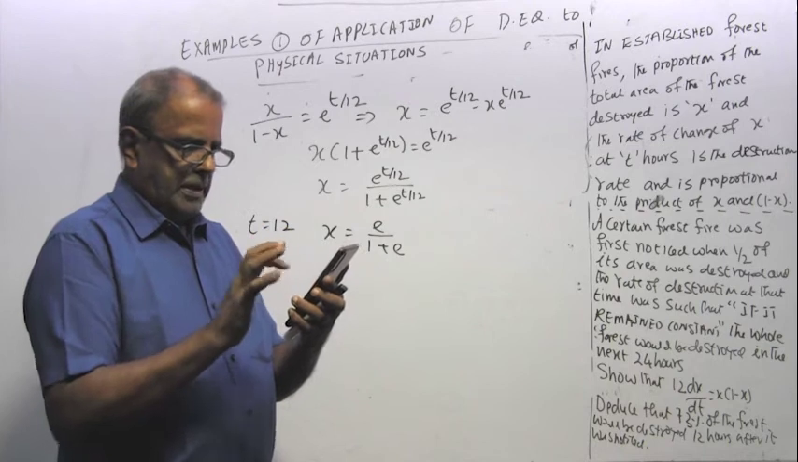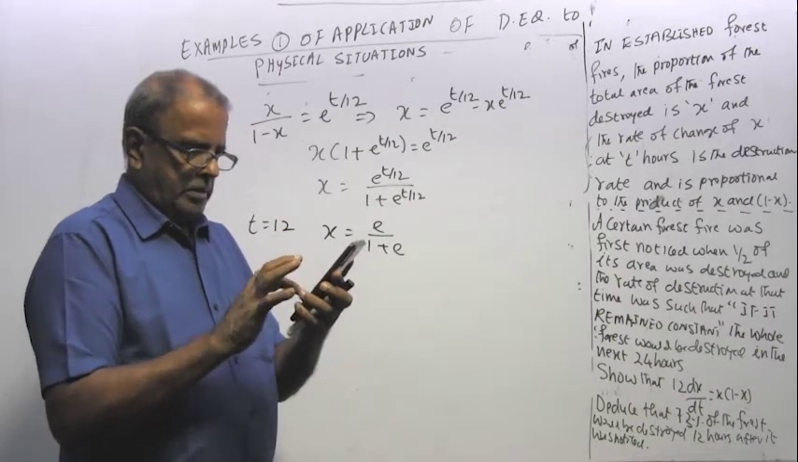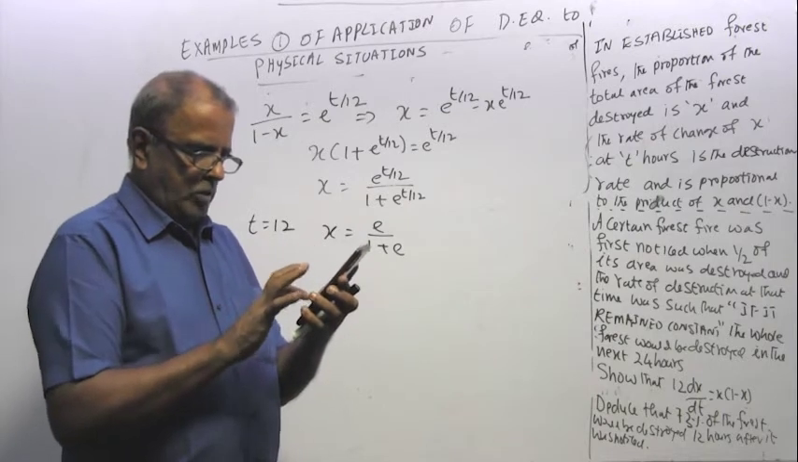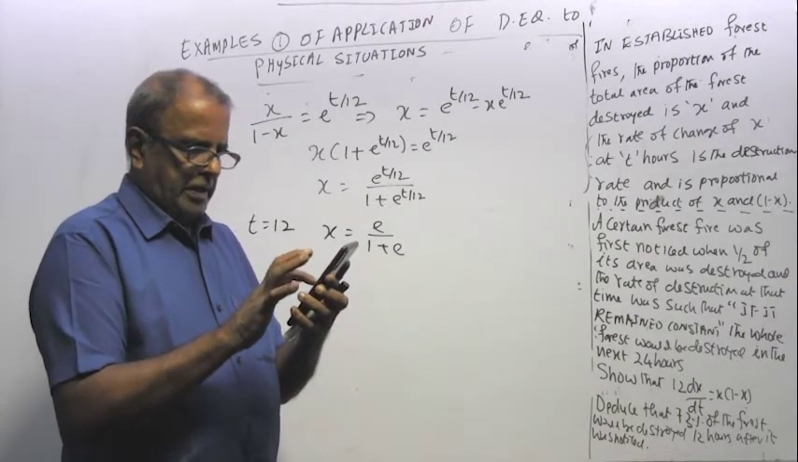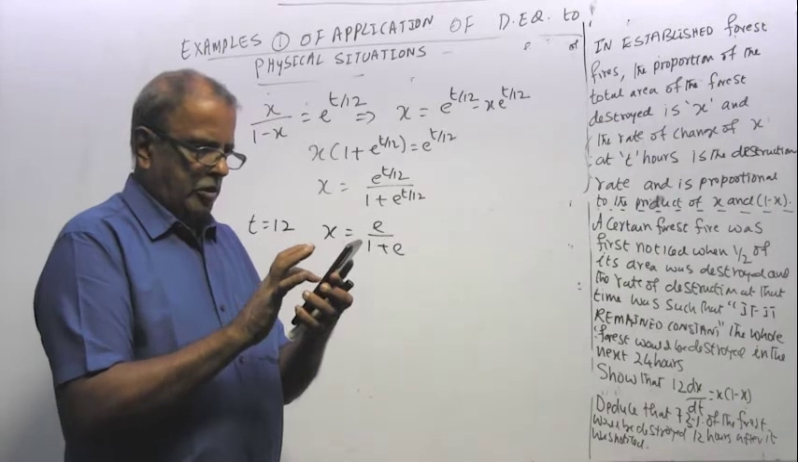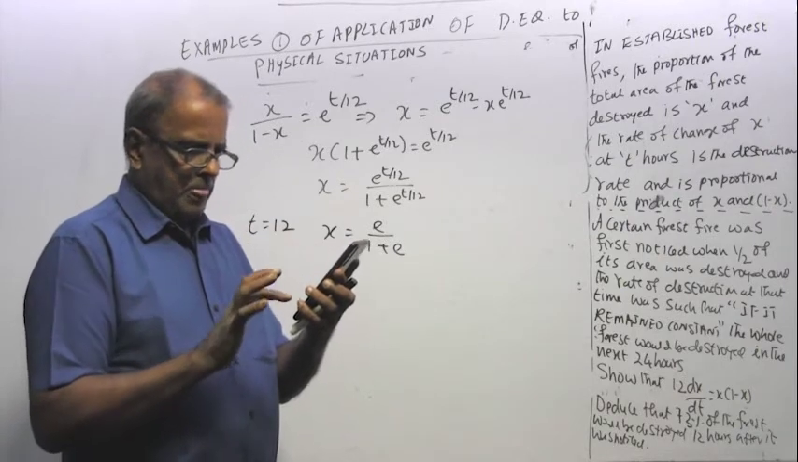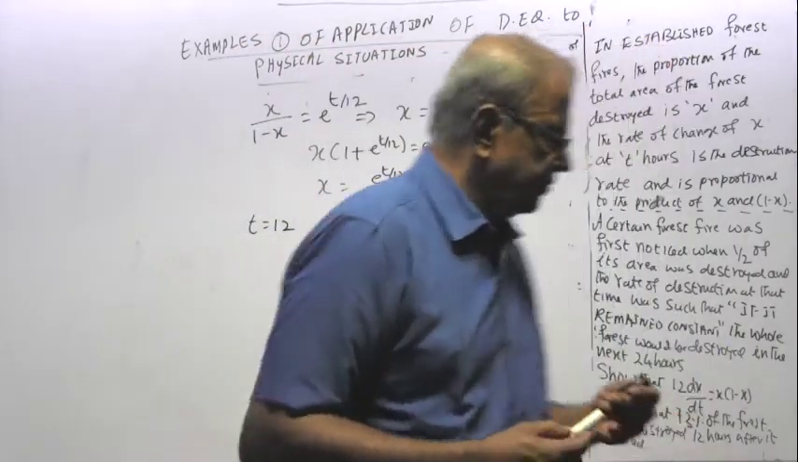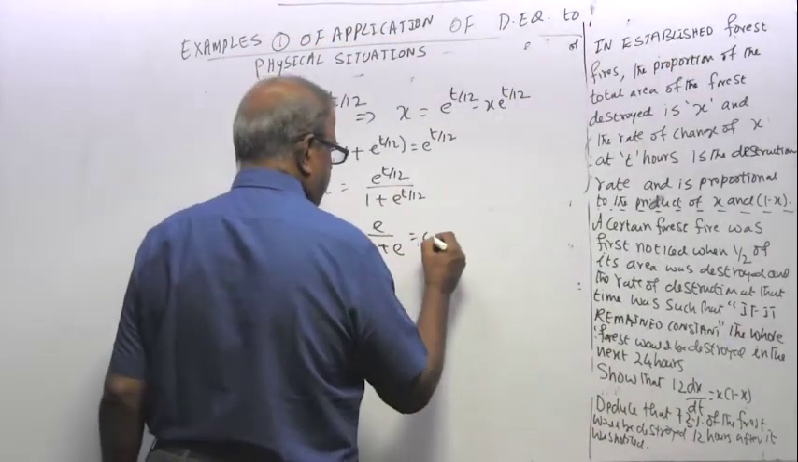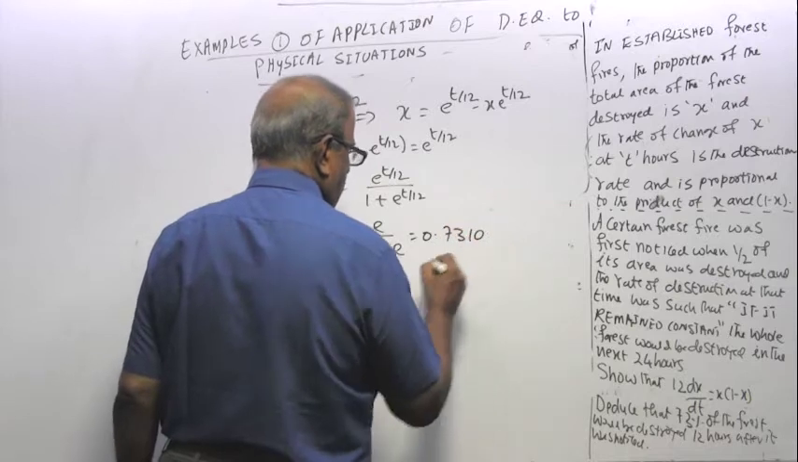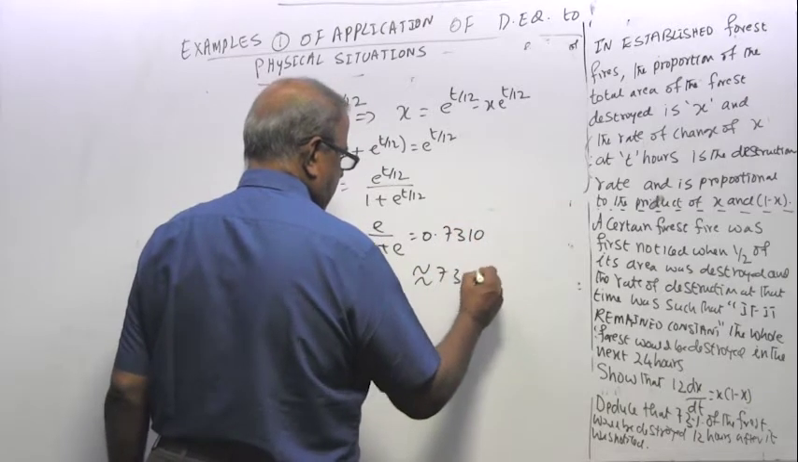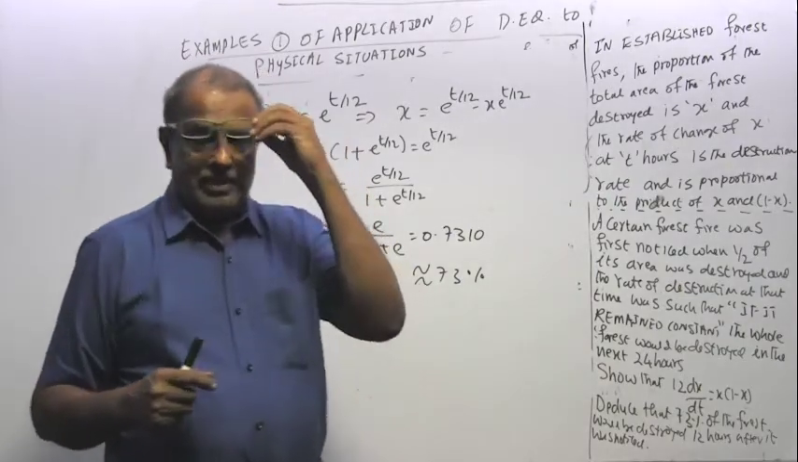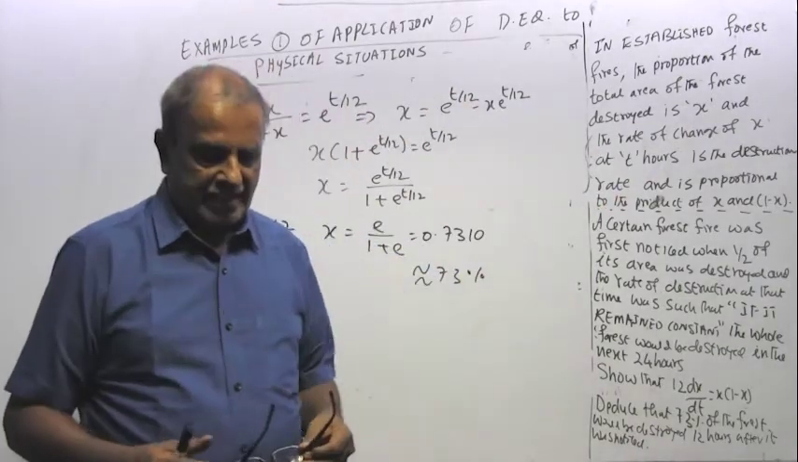Shift ln 1, divided by open bracket 1 plus shift ln 1 close bracket. That gives 0.7310, approximately 73%.